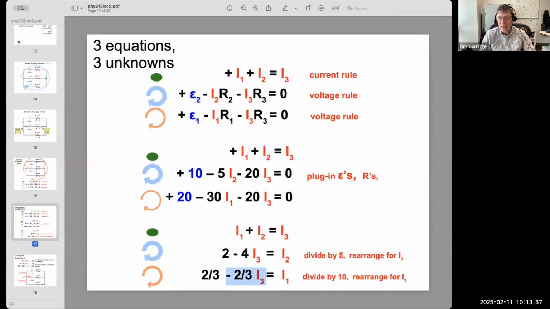So yeah, you're right. I divided by 30 and rearranged, that's right. I divided by 30 rather than 10. I know why I wrote 10: because I divided by 10 first, and then I realized the smarter thing is to divide by 30. Yeah, got it. Thank you. Good point.